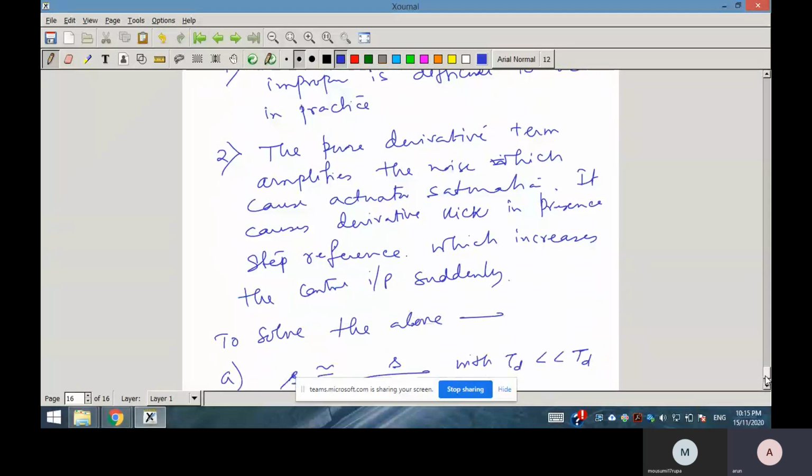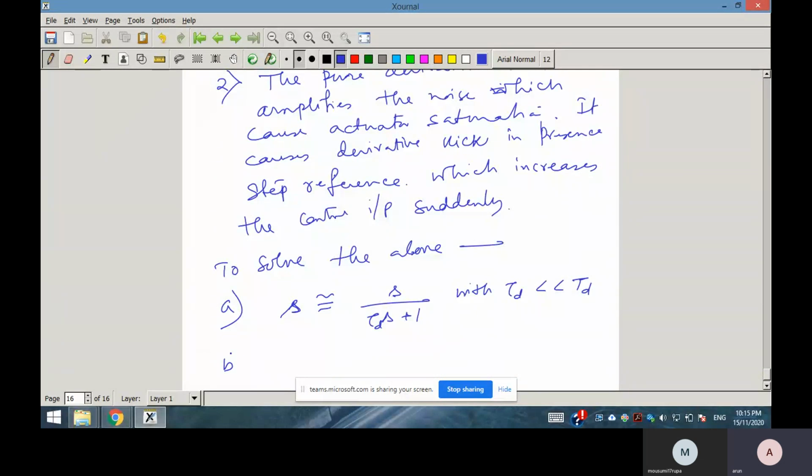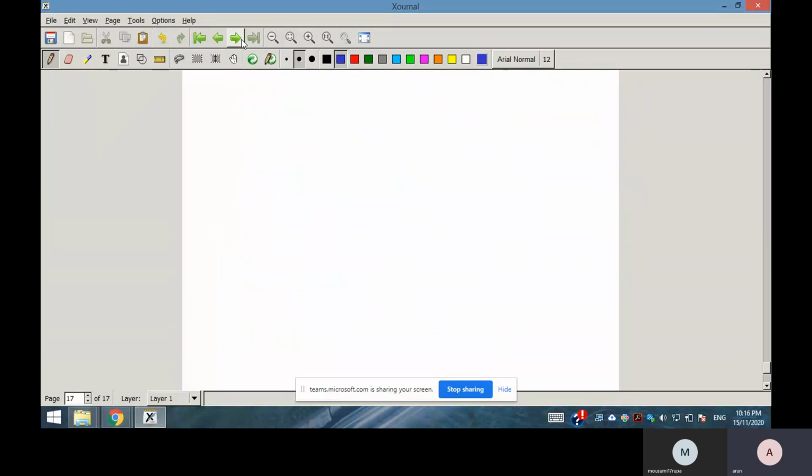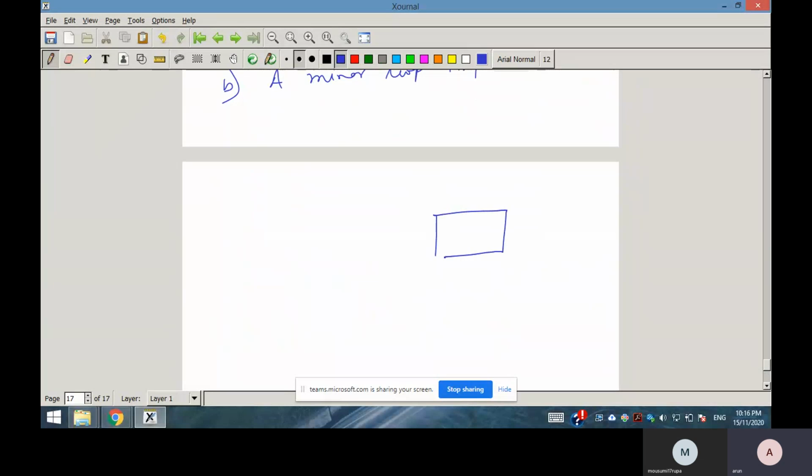Secondly, you can avoid it by minor loop implementation. What is minor loop implementation? Just put the derivative part in the feedback side. That means, suppose this is your plant G(s), this is your KP, and this is your KI by S.